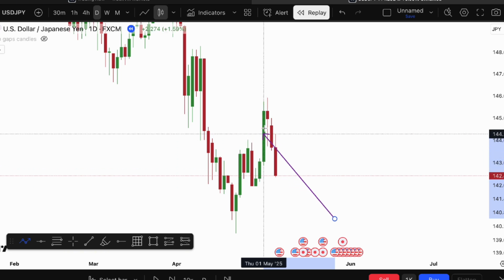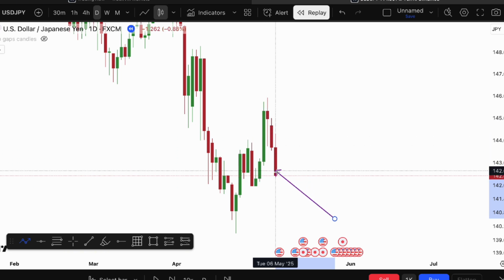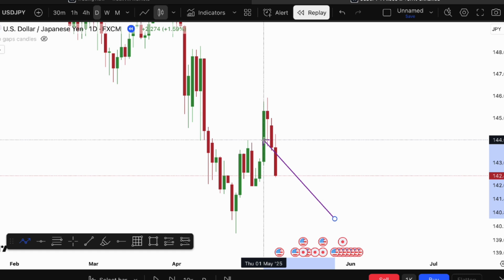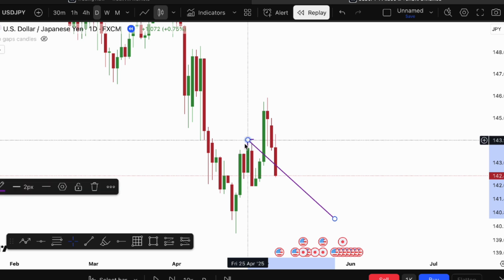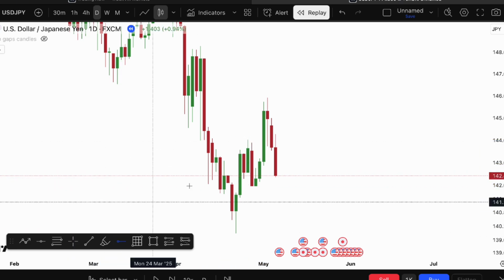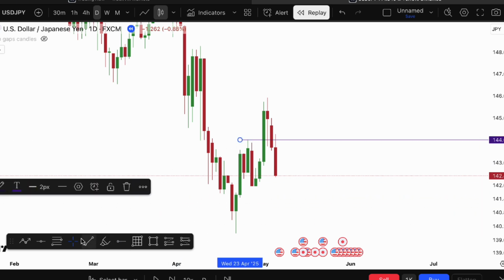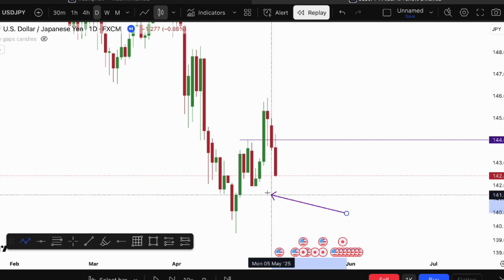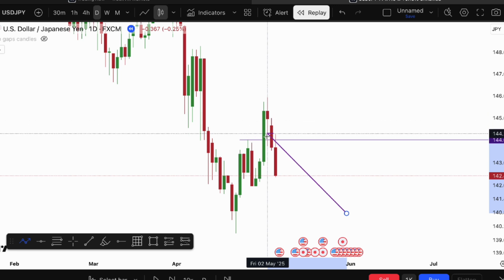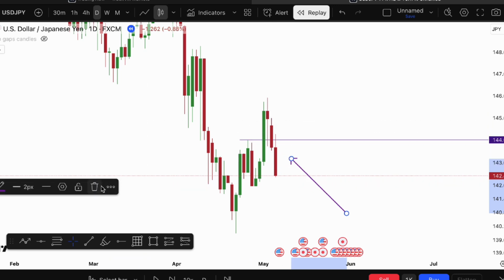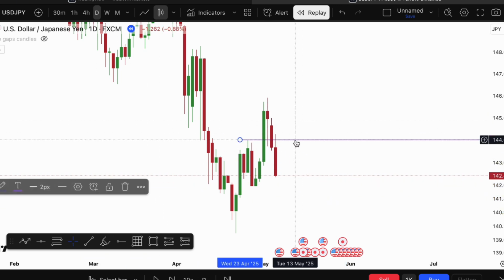So here we have our impulse, our retracement, and our impulse needs to break and close above the highest point of the previous structure. So if I was to mark out the highest point of the previous structure, that would be this wick right here. And you can clearly see we have this impulse breaking and closing above the highest point of the previous structure.